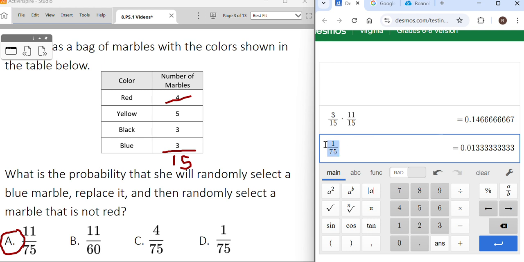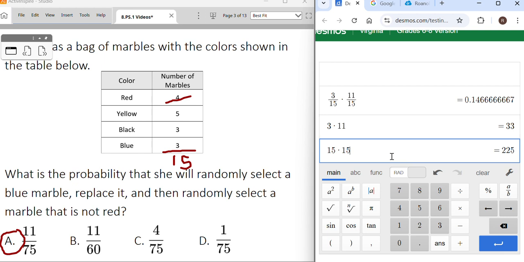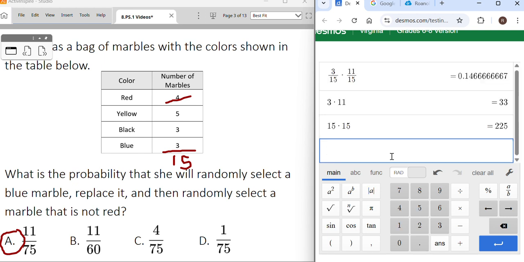Now I'm going to show you how, if you wanted to simplify it, you could do that. First, we're going to put the top numbers, the numerators, 3 times 11 on one line of your calculator. Then we're going to put the denominators, 15 times 15 on a second line. And now we're going to simplify.